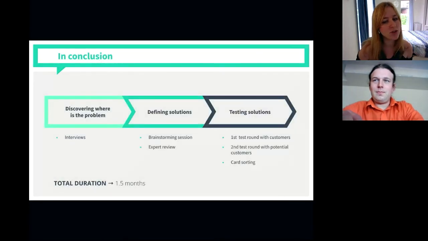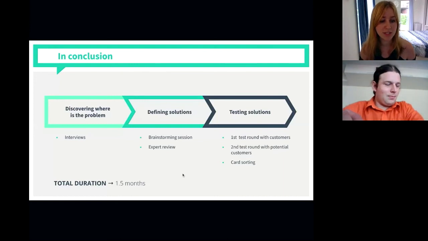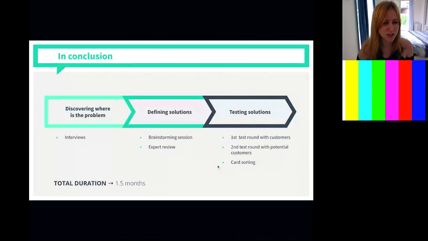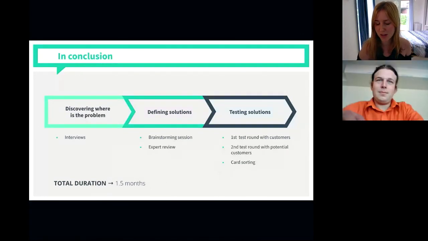And just in conclusion, for you to have a clear overview of everything that we did, we started by discovering the problem with interviews with customers. Then we defined solutions with a brainstorming session and the expert review. And then we started to test our solutions. We did a first round with customers, and then a second round of tests with potential customers, and then also a card sorting. And it was a total duration of 1.5 months.